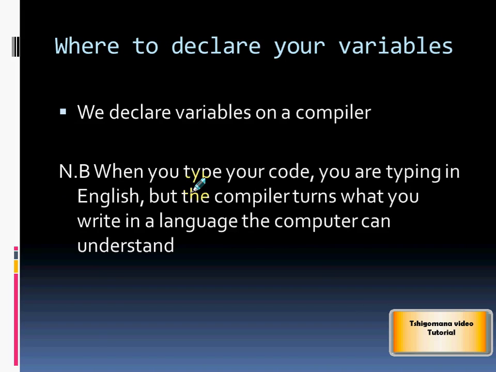Now, where do we declare variables? We declare variables on a compiler. When we say open Visual Basic or any programming language, where you are busy typing in your code, that is what we call a compiler. We declare variables on a compiler. When you type your code, you are typing in English, but the compiler turns what you write into a language the computer can understand.